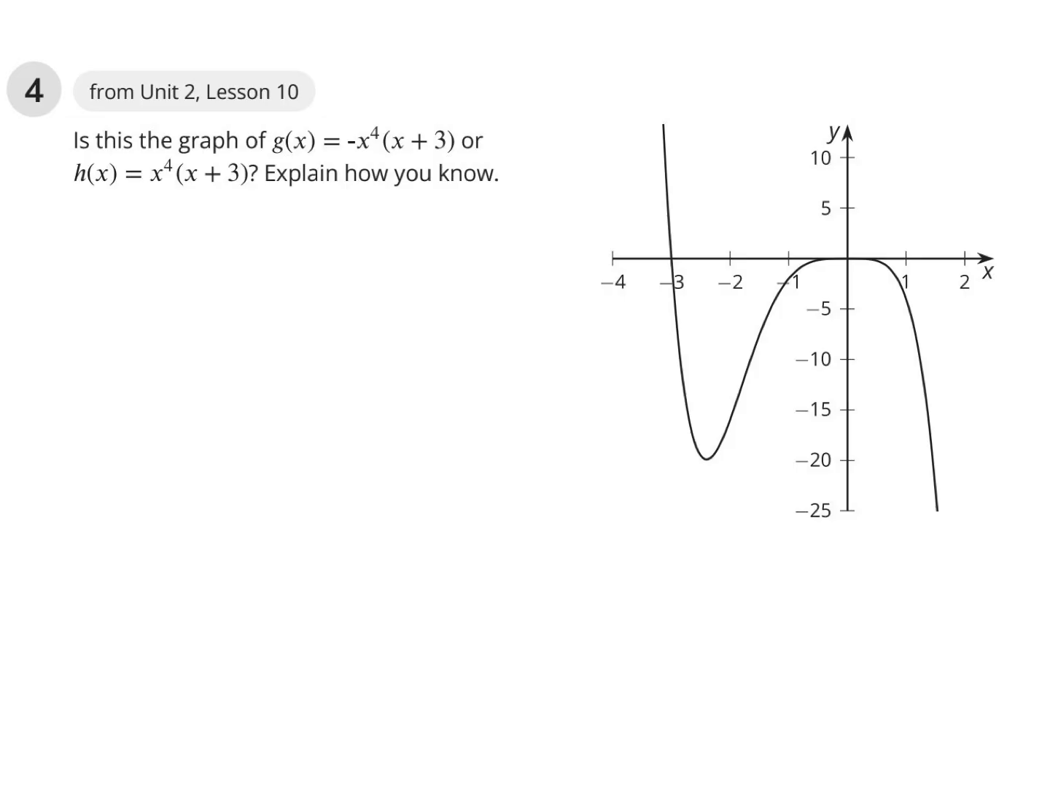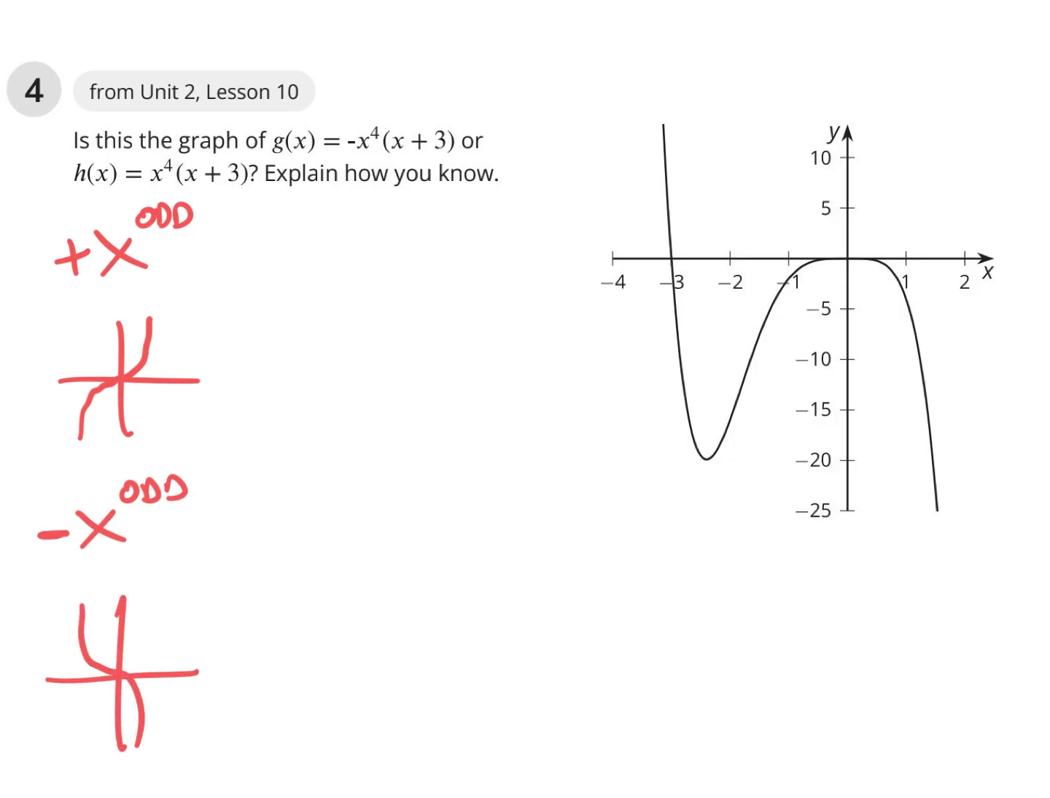Okay, in this graph, g is equal to negative 4x to the 4th times the quantity x plus 3. Are there positive? How do we know? Well, what we do know is that if you have a positive coefficient and an odd exponent, it starts low, it ends high. If you have a negative coefficient and an odd exponent, it starts high and ends low. So that tells me that G is the answer.